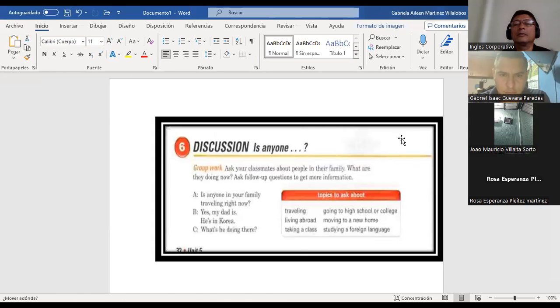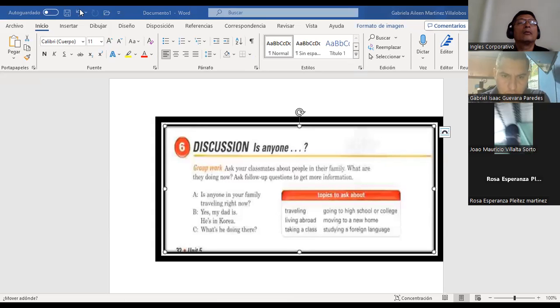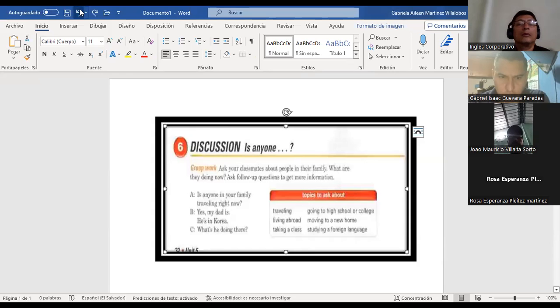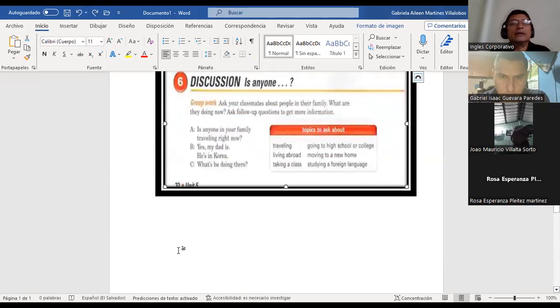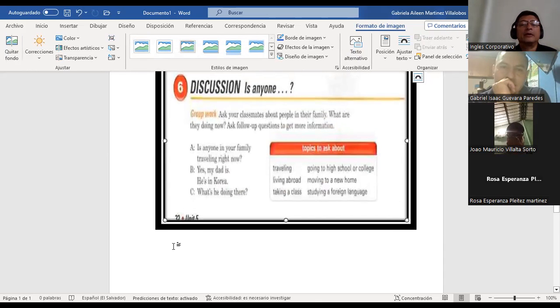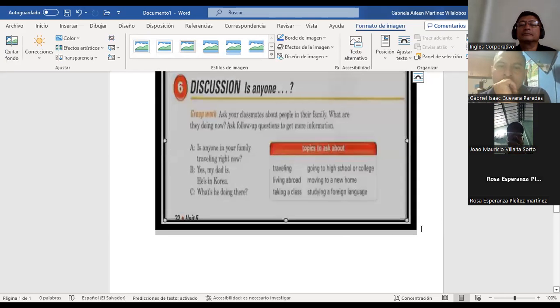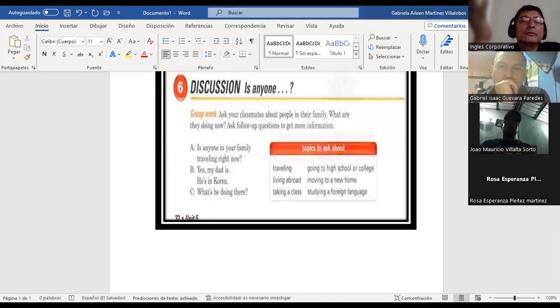Okay, can you see my screen? This is the activity. Discussion is anyone. That's how we can start our discussion. We have an example. Is anyone in your family traveling right now? Okay. We are using present continuous, okay?